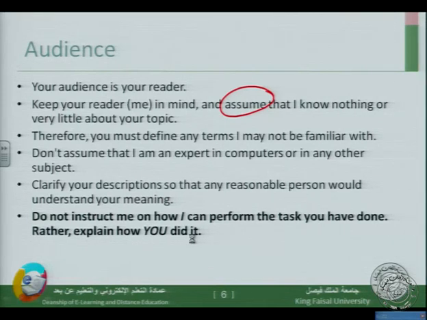Do not instruct me on how I can perform the task you have done. Rather, explain how you did it. So, you need to explain how you did it. I don't need your explanation of how I understand you. But you need to explain by yourself how you did it so I understand it. Are those good advices? Let us move on.